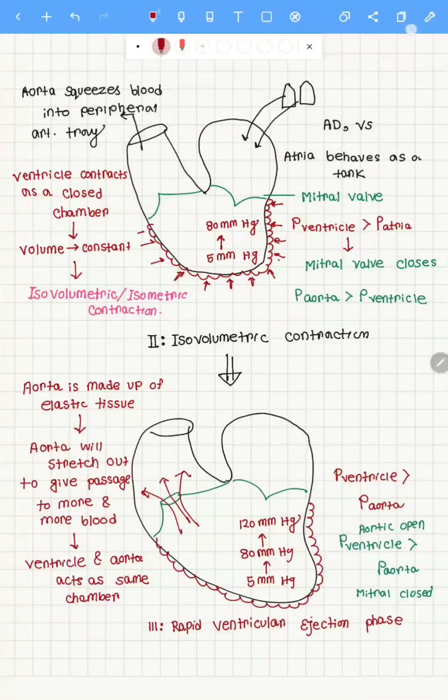Let's come to the next phase. As we all know, nothing good really lasts forever. So goes with the rapid ventricular ejection phase. It does not last long. Let me draw the heart once again, as I have been doing.